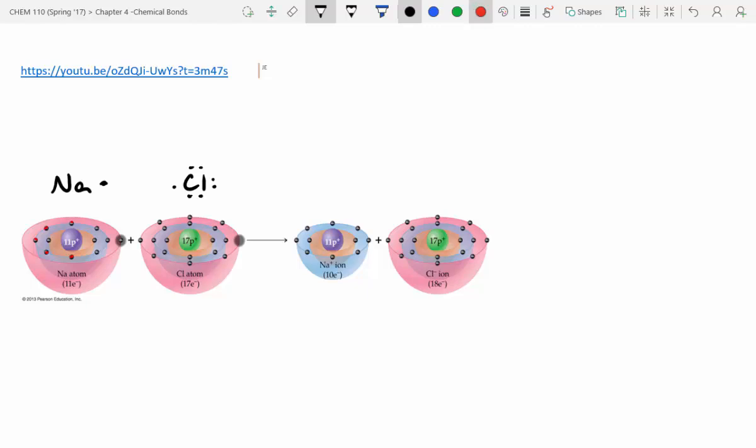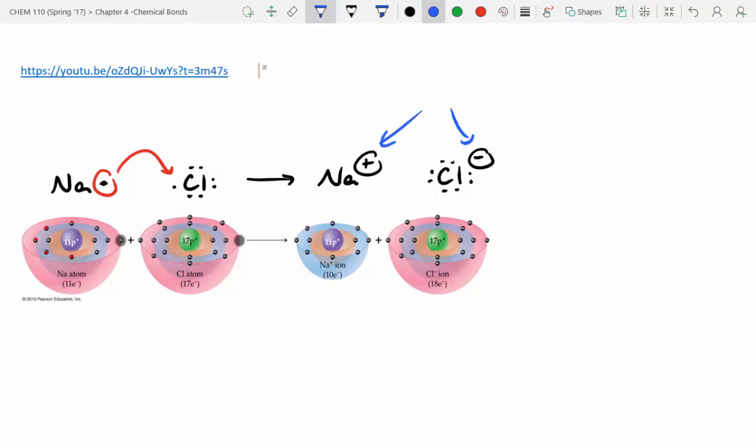So if we look at this reaction, what's going to happen is sodium says, here, take this. And then when it goes over, sodium's now missing an electron, so what charge will it have? Positive. So I'll just put a plus in the corner. Chlorine over here gained an electron, and so what charge will it have? Negative. Really, all an ionic bond is an attraction between a positive and a negative charge.